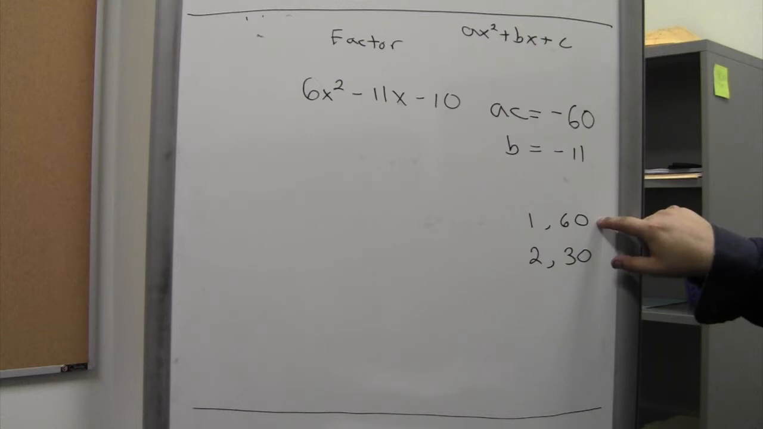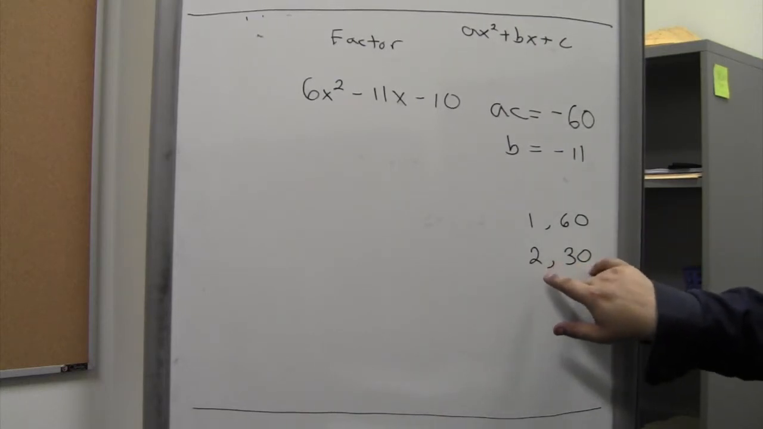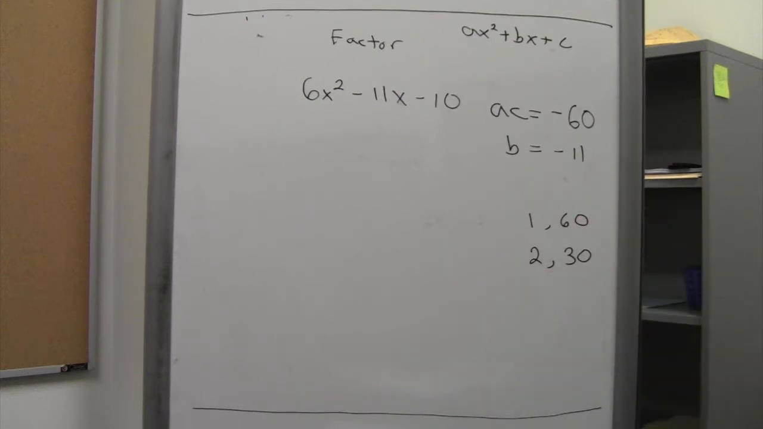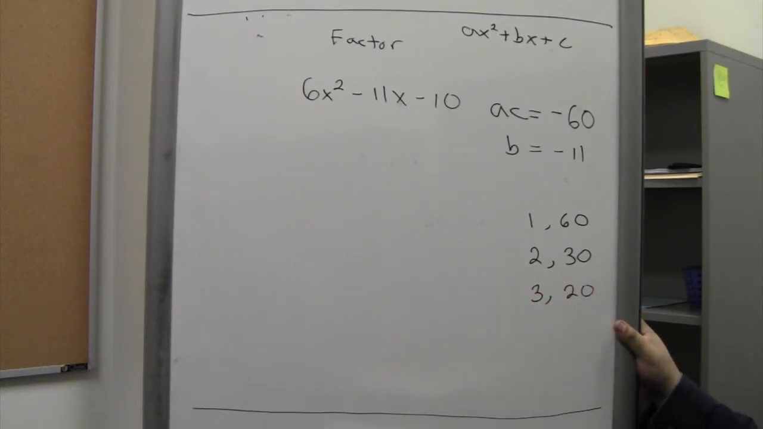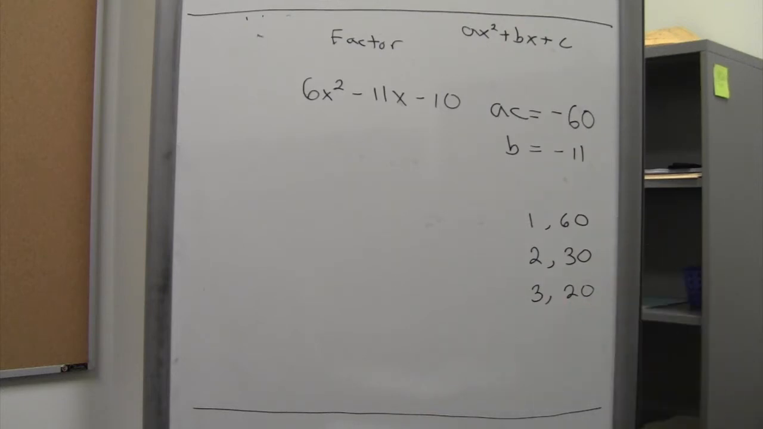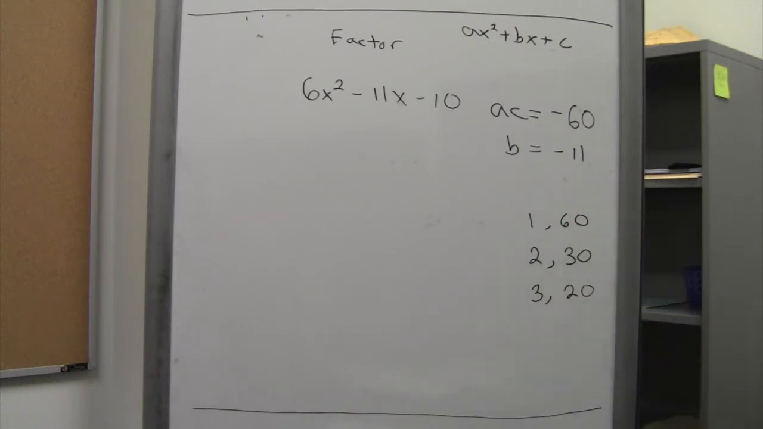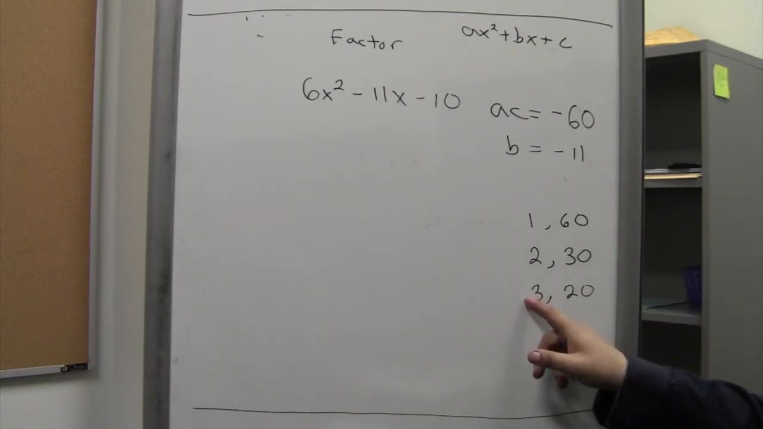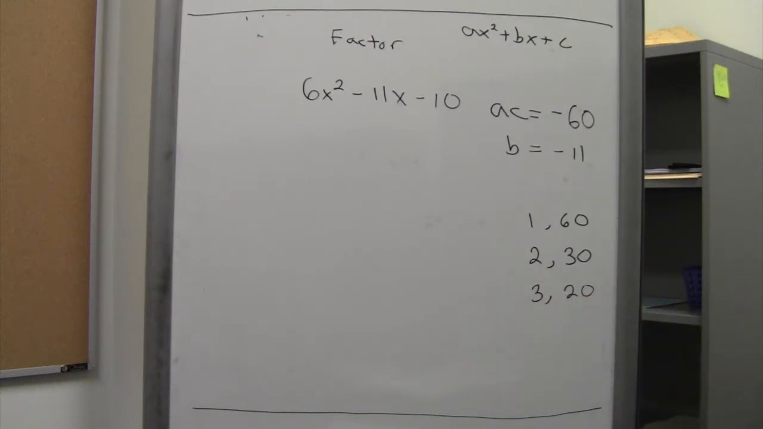Again, the same problem comes that came with this one. One of them has to be negative, and no matter which one I make negative, I'm not getting a negative 11 from it. How about 3 times 20? Well, we're still having the same issue. One of these is negative, but no matter which one is negative, I'm not going to get negative 11. If this one was negative, I would get positive 17. And if this one was negative, when I add them, I would get negative 17.